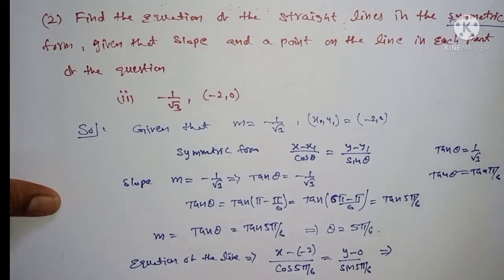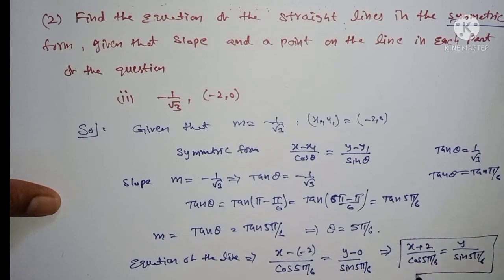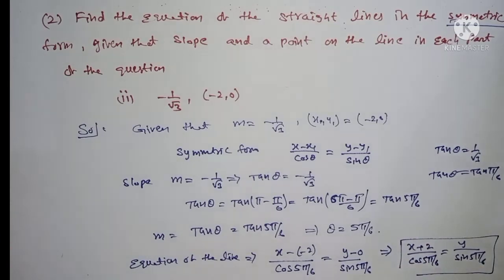You can simplify, you get the answer only, but you can write the symmetric form, meaning you can write here x plus 2 cos 5 pi by 6 is equal to y by sine 5 pi by 6. This is called our symmetric form only. You can simplify to get the y is equal to mx plus c form or the standard form ax plus by plus c is equal to 0. But you are asking for the symmetric form only, therefore you can write it as it is: x plus 2 by cos pi by 6 is equal to y by sine pi by 6 only.